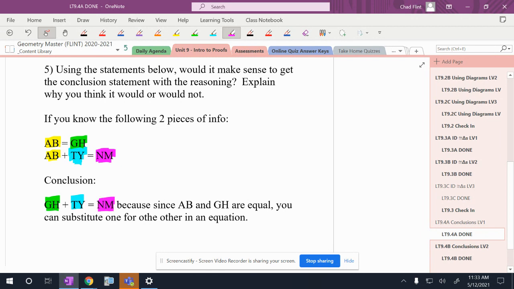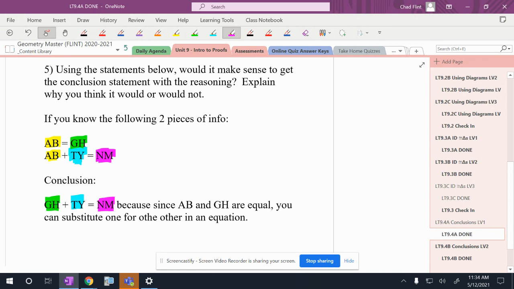So let me talk out loud for the colors. I know yellow is equal to green. All right, so I know that. I know yellow plus blue equals purple. Okay, and when I take those two things together, the conclusion that's drawn is that green plus blue has to equal purple. Now this one is much more complicated looking than the other four if you did them.